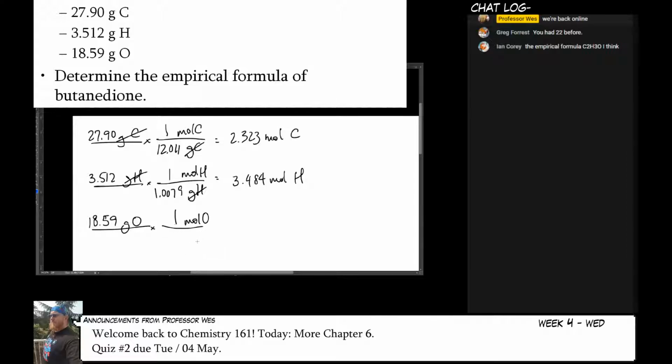This is supposed to be grams of oxygen. I kept writing hydrogen for some reason. What is this? 15.999?